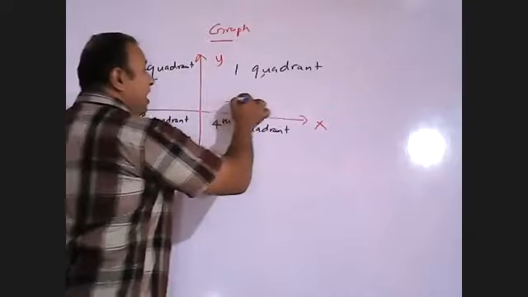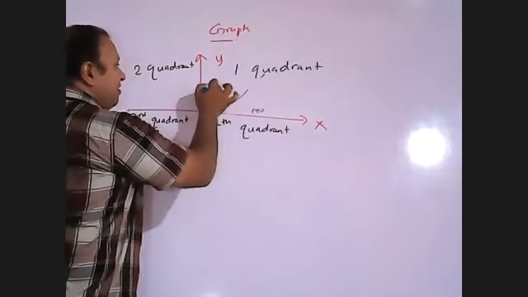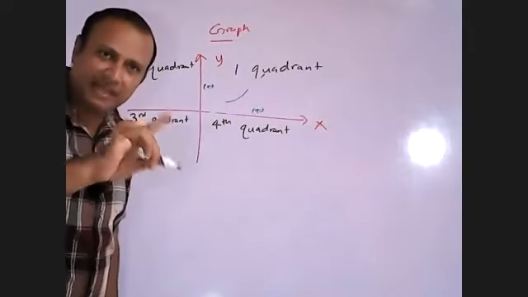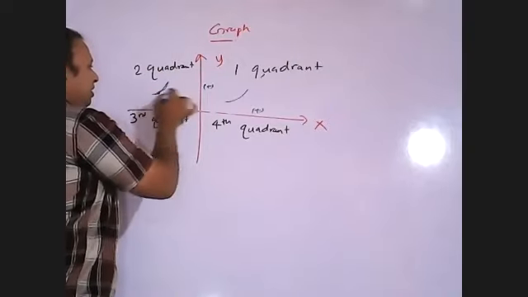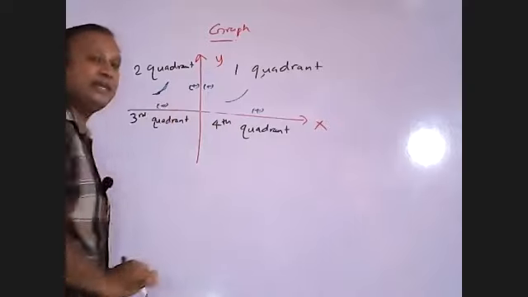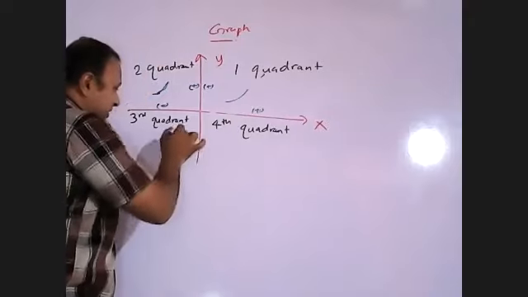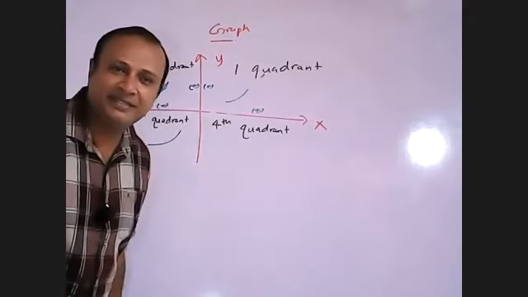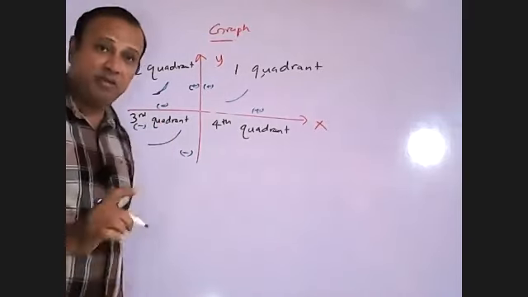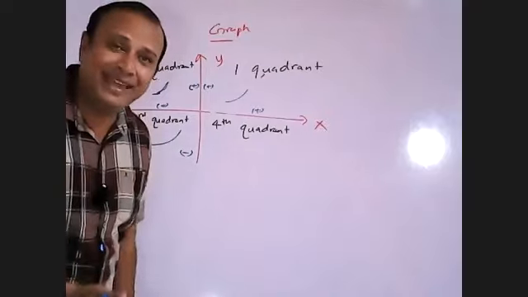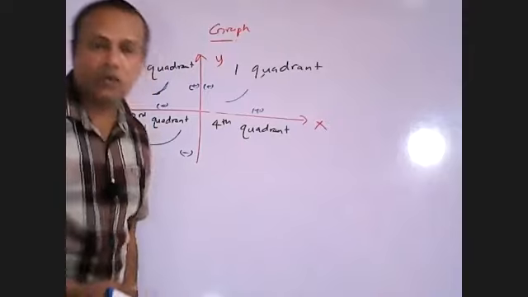If we want to draw a graph in the first quadrant, that means both x and y should be positive. If we want to draw a graph in the second quadrant, y is positive, but x is negative. If we want to draw a graph in the third quadrant, what will happen? Y is negative and x is negative. That means if x and y are both negative, the graph should be drawn in the third quadrant.